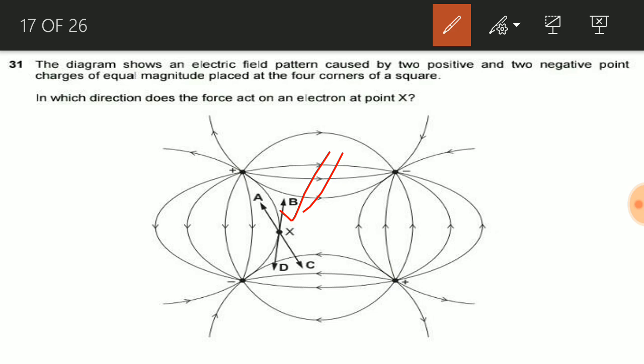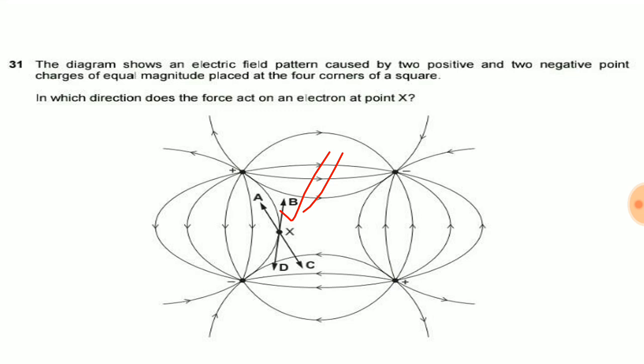Electric field lines start from positive and end in, or go towards, negative. An electron always experiences its force towards the positive plate, and the direction is always tangent. Because of that, our answer is B.